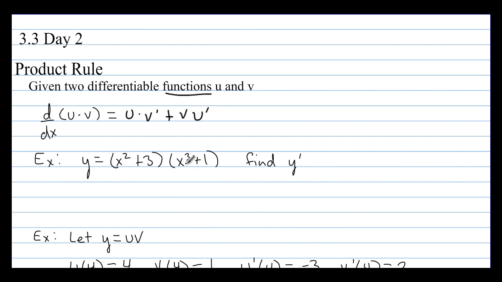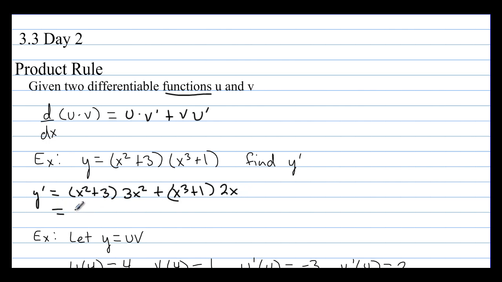So we have an example here. Two basic functions, one a quadratic and another a third power cubic. We're going to take the derivative of this product using the product rule. So y prime is equal to the first times the derivative of the second, which is 3x squared, plus the second, x to the third plus 1, times the derivative of the first. So we have times 2x.